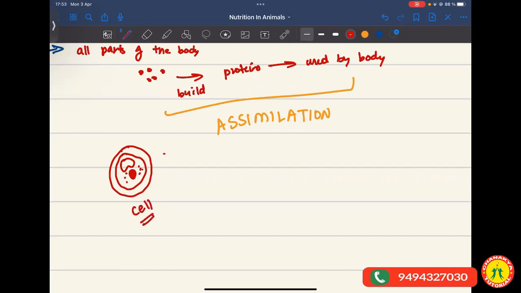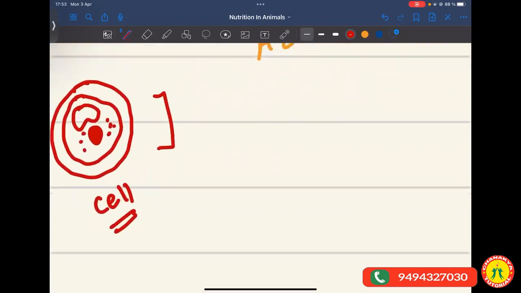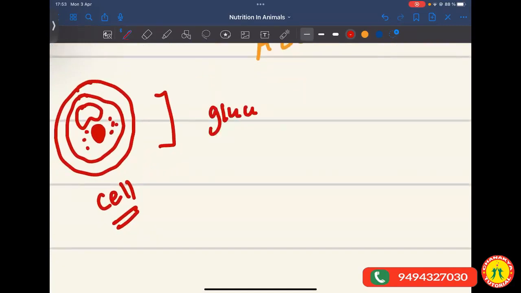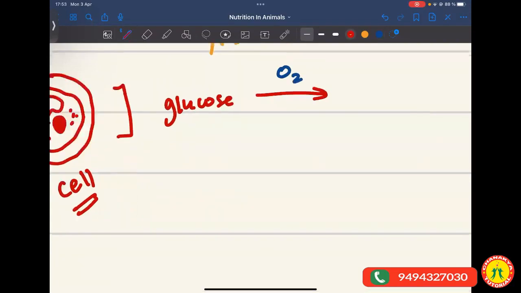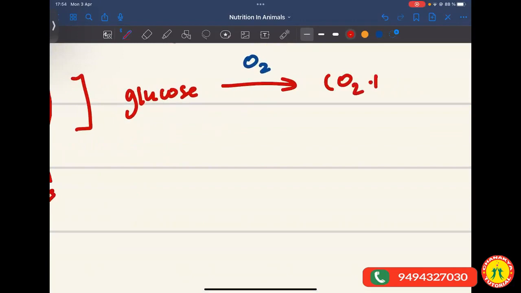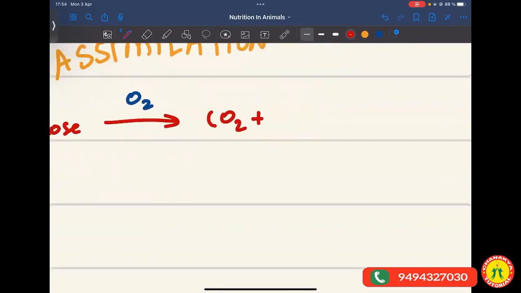So what happens inside the cell? The glucose is broken down with the help of oxygen. So the oxygen breaks down the glucose into carbon dioxide and water. CO2 is carbon dioxide, H2O means water, okay? And energy.